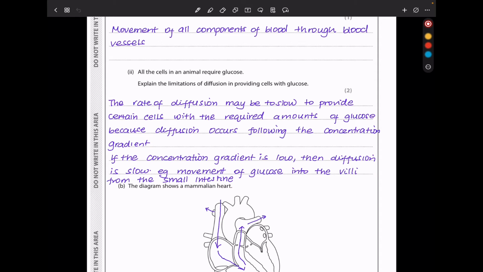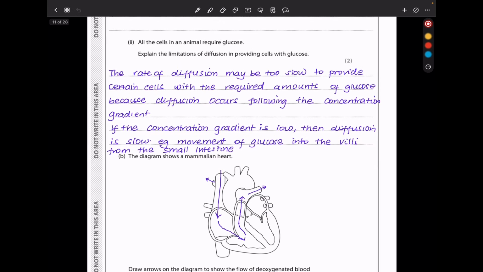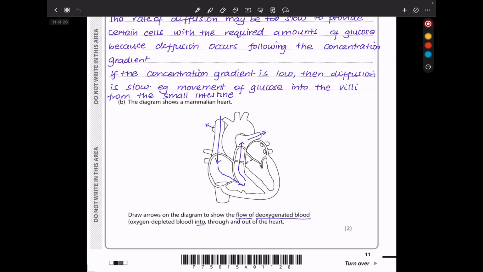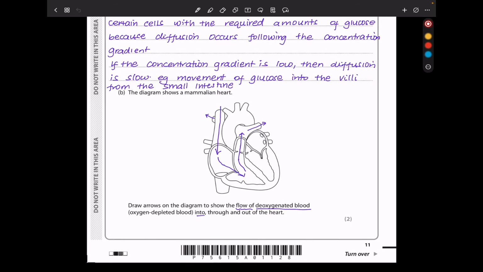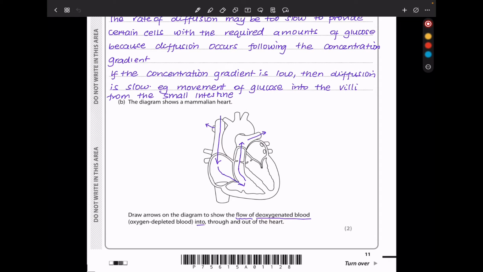Diffusion occurs efficiently if the concentration gradient is high. So I say the rate of diffusion may be too slow to provide certain cells with the required amounts of glucose because diffusion occurs following the concentration gradient. And if the concentration gradient is low, then diffusion is slow. For example, movement of glucose into the villi from the small intestines. And in part B, the diagram shows a mammalian heart. They say draw arrows on the diagram to show the flow of the deoxygenated blood, meaning oxygen-depleted blood, into, through, and out of the heart.